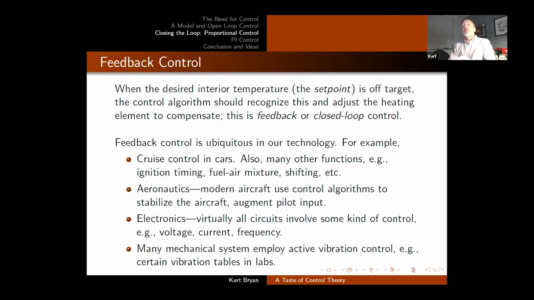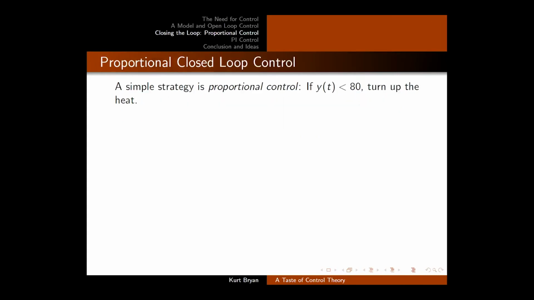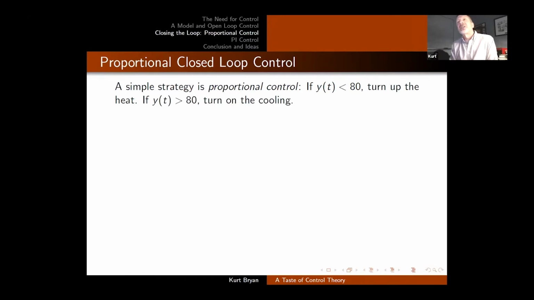So what we want to do is implement feedback control for our incubator. One simple strategy that almost anybody would hit upon is what's called proportional control. In the context of the incubator, if the temperature is running too low, below 80 degrees, and you want it to be at 80, it's too cold, turn up the heat. If the incubator is running too hot, turn on the cooling element and cool it down to 80 degrees. This is called proportional control.